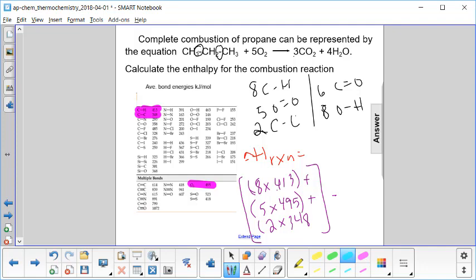Carbon-oxygen double bond, which is right here, 799. And oxygen-hydrogen single bond right here, 463. So 6 times the carbon-oxygen double bond, 799, plus 8 times 463.